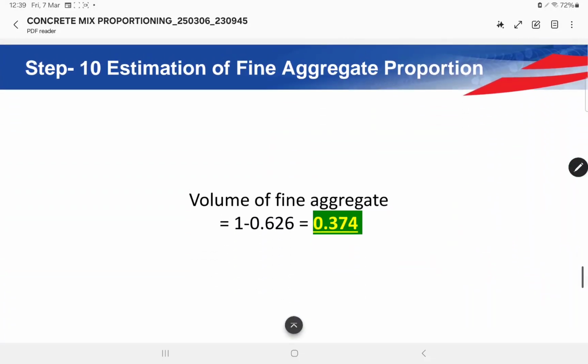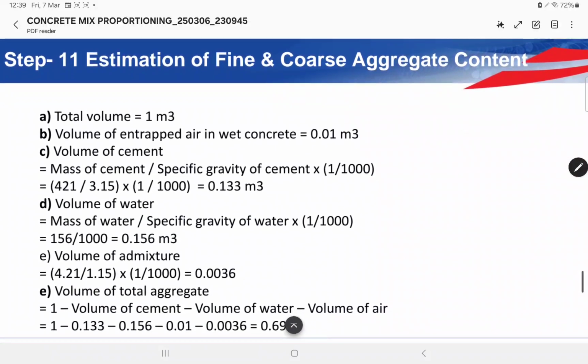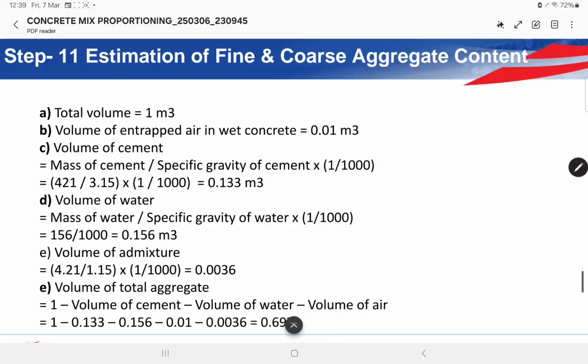So you subtract that value from 1, and this will give you the fine aggregate volume. Now let's calculate the different proportions by volume. Our total volume was 1 m³, and from that we need to subtract the volume of entrapped air. It was 1%, so this is 0.01 m³.